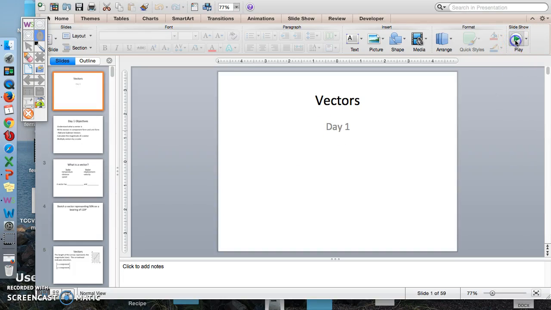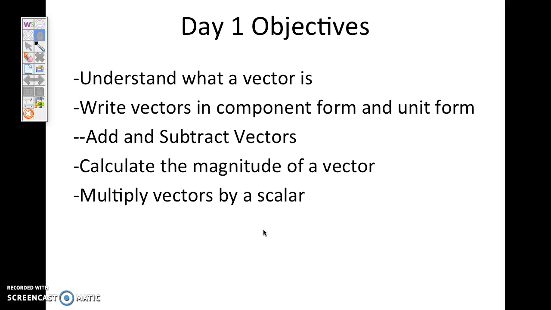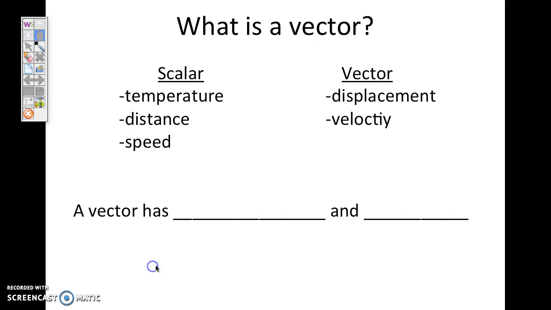Today we are going to take a look at vectors. So this is a new topic for most people. A couple things we're going to figure out today: what a vector is. We're going to write them in component and unit form. We're going to learn how to add and subtract vectors, how to calculate the magnitude of vectors, and to multiply a vector by a scalar. So the first thing, what is a vector?